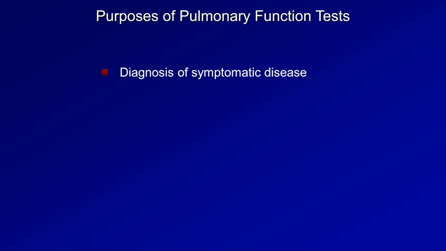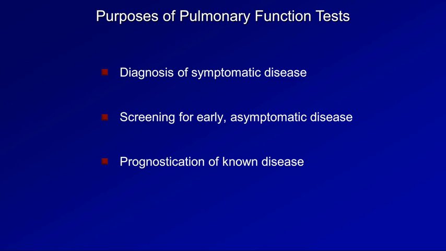However, PFTs can also be used to screen for early asymptomatic disease in patients at high risk, for example, patients on long-term amiodarone, which has significant pulmonary toxicity. PFTs can also be used for prognostication of known disease. Along similar lines, they can be used to estimate surgical risk and likelihood of favorable outcome in some specific circumstances, such as lung resection in patients with COPD. Finally, they can also be used to monitor response to treatment, though most pulmonary diseases are best monitored by symptoms.